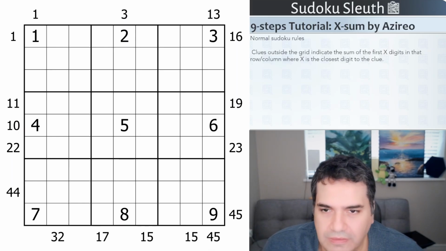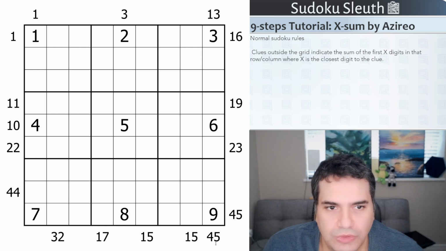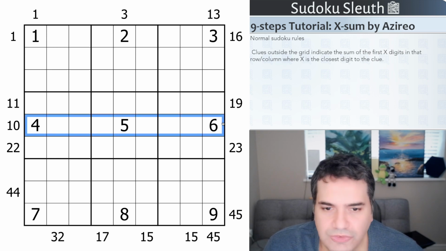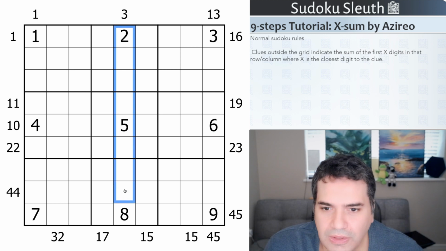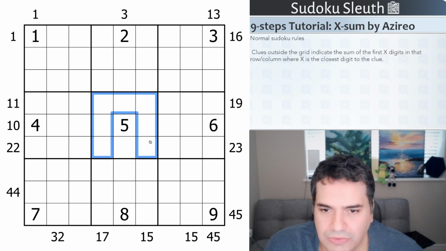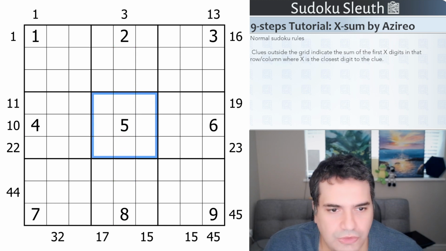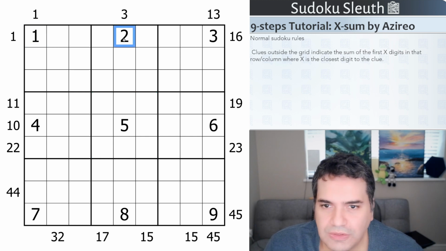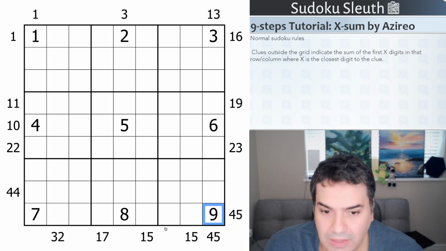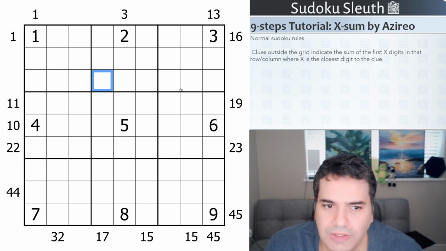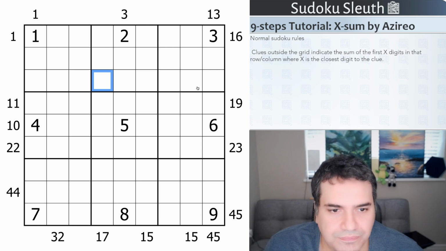So we have the 9 steps tutorial from XSum by Azireo, and today is all about XSum. The normal Sudoku rules apply. That means place the digits 1 to 9 once each in every row, in every column, and in every 3x3 box. I love the fact that Azireo is very consistent. He always places 1, 2, 3, 4, 5, 6, 7, 8, 9 in his puzzles, almost as a way of numbering the boxes. He's very consistent about that as far as I can tell.